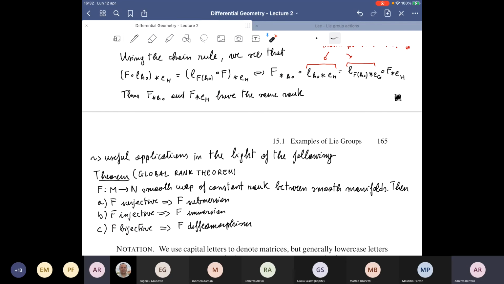Okay, I think that we can stop here for the first part and make some break, and then restart. John will tell me at what time we want to restart with the second part.